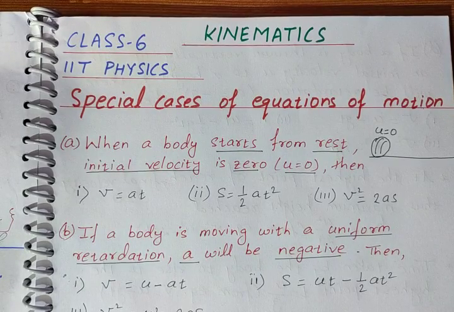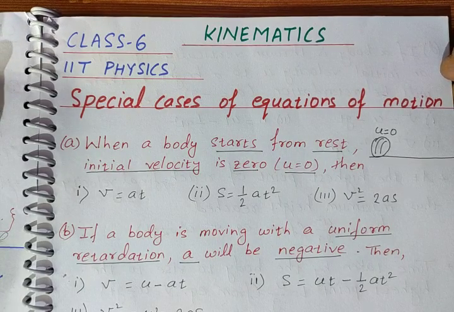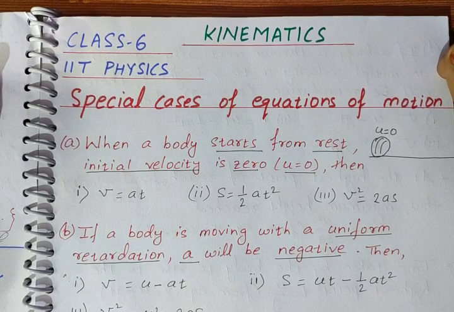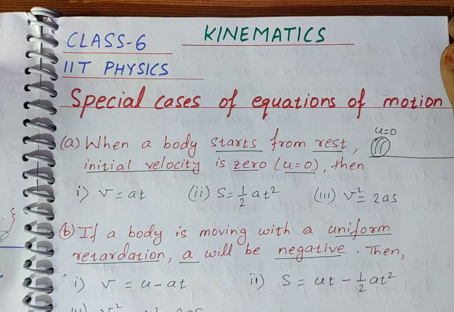Children, we are discussing the chapter kinematics, and we are at the end of kinematics. Last class we already discussed the third equation of motion, that is v square minus u square is equal to 2as. We already derived the equation and then we saw some numericals also based on the third equation of motion.